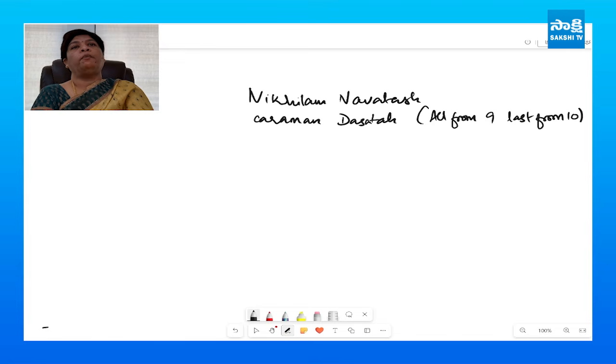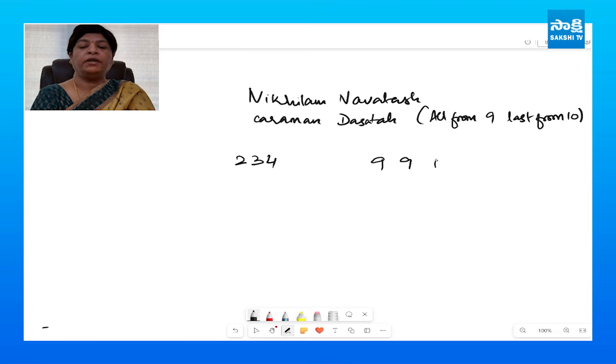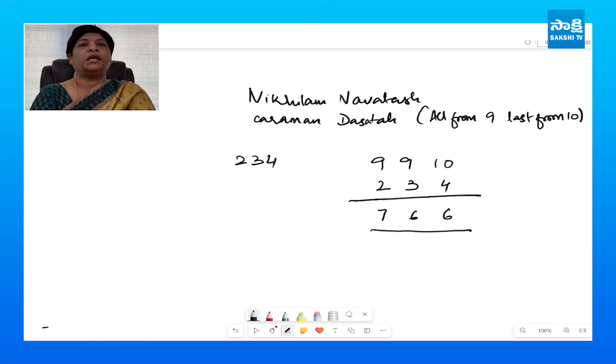So to find out the complement of 2, 3, 4, let's say we have 2, 3, 4 and we need to find out the complement of this number. So what we need to do is all numbers starting from the left hand side, we are going to subtract from 9, and the last digit we are going to subtract from 10. So 2, 3, 4. 9 minus 2 gives 7, 9 minus 3 is 6, 10 minus 4 is 6. So 7, 6, 6 is the complement of 2, 3, 4.